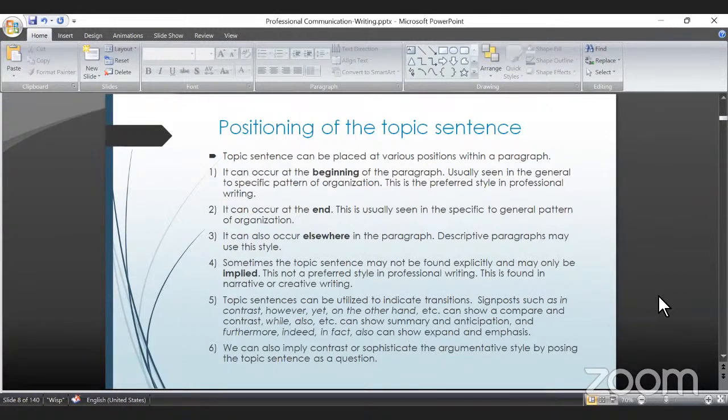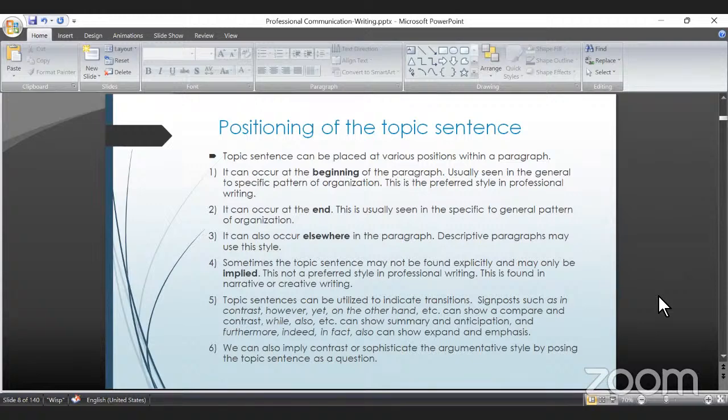Topic sentences can be utilized to indicate transitions. So this fifth point is important, especially if you're writing longer essays, right? If it is just one single paragraph, then of course these things don't matter. But if you're writing, say, multiple paragraphs for an essay, what happens? You have to sometimes also show your flow of writing from one paragraph to the next in the essay.